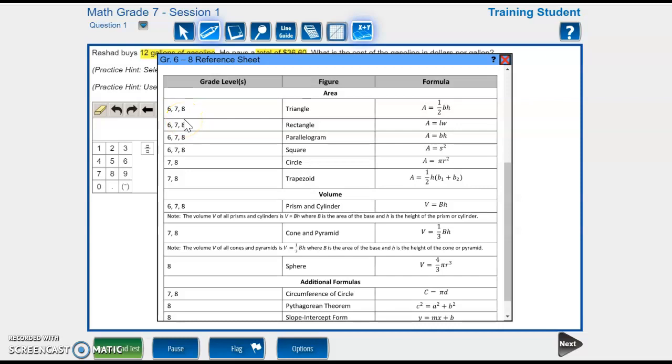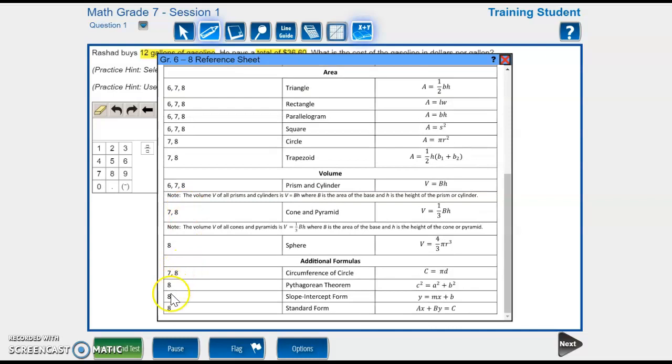So 6th graders, you would not be using something that only has an 8 or a 7/8 next to it. You will never need those formulas. 8th graders, you have a few more formulas that you could potentially see on the map test. And so those are down at the bottom.